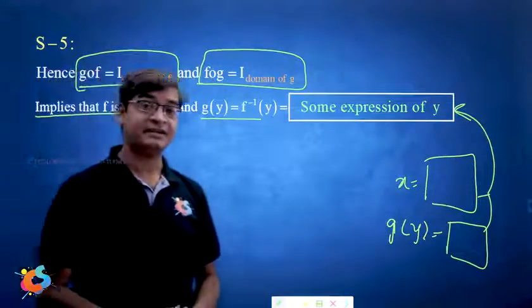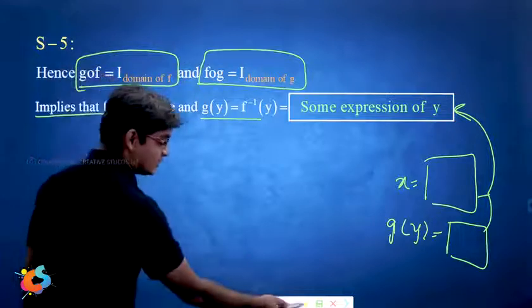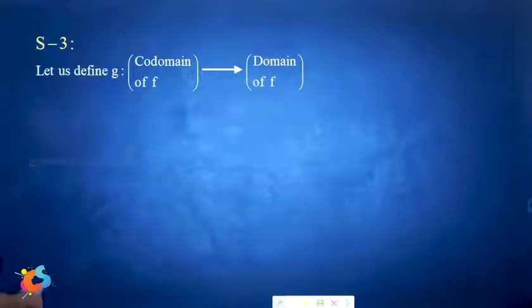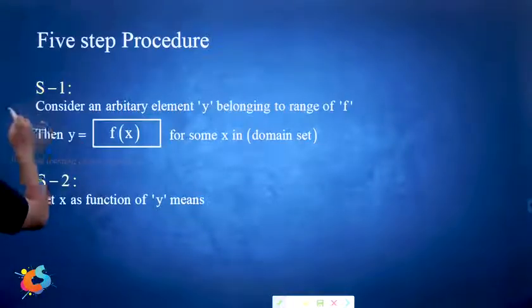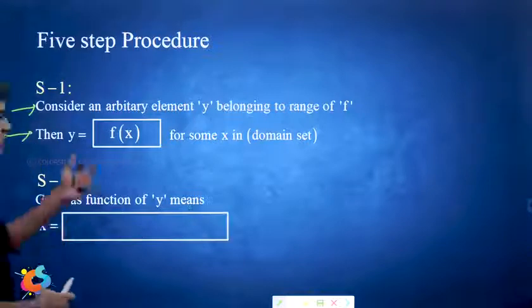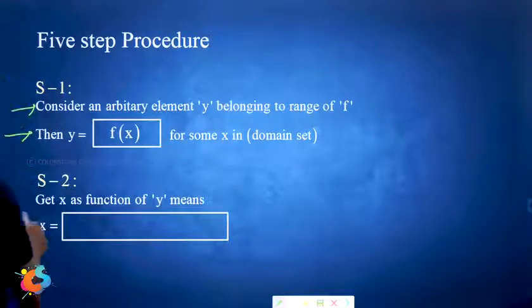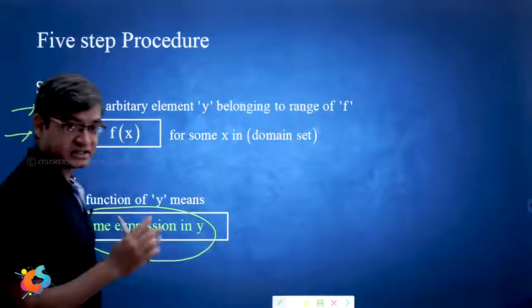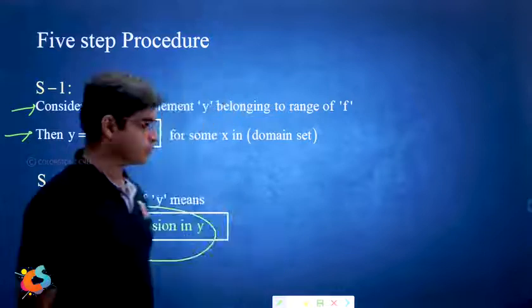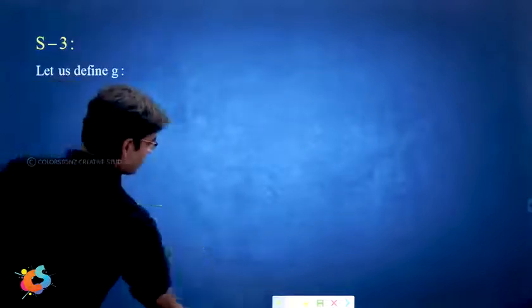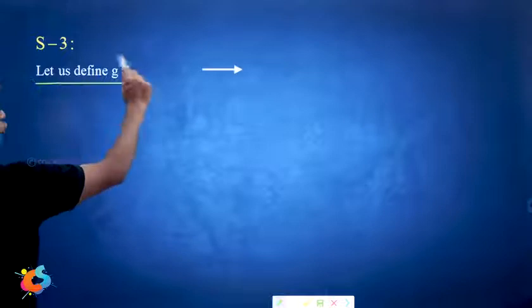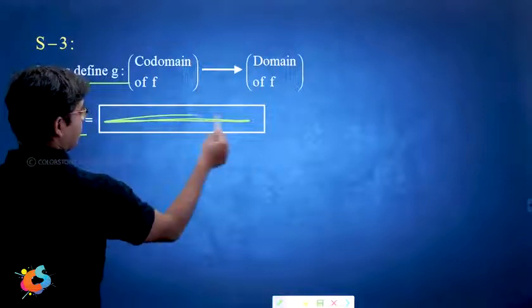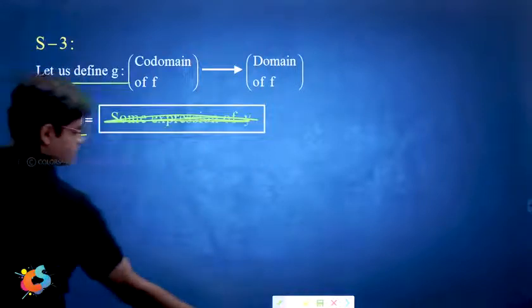Okay, fine. I hope that you have understood the 5-step procedure. Let us go back and revise once again so that there should not be any doubt. This line is common. Then y is equal to the question's function for some x in the domain. Get x as a function of y. This expression of y will come in step 3. It will come in step 5 also. Next will be step 3. Here you define a function g. You interchange the domain and codomain. And g of y will be whatever you have found out in step 2, the expression of y.